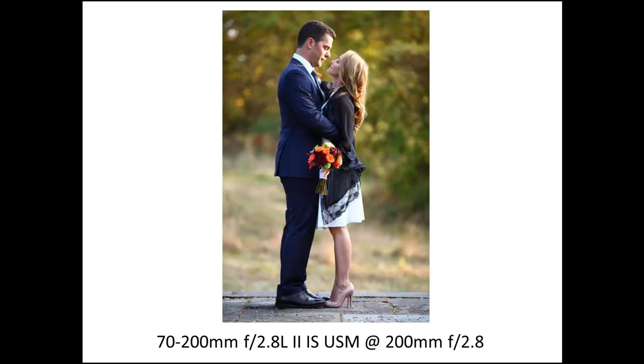Just a quick comment here. If you're using a 70-200 and you want the background to be as blurry as possible, you should step as far back as possible and zoom in to 200. That's going to give you more bokeh. It's going to give you more compression than shooting at a shorter focal length like 70.